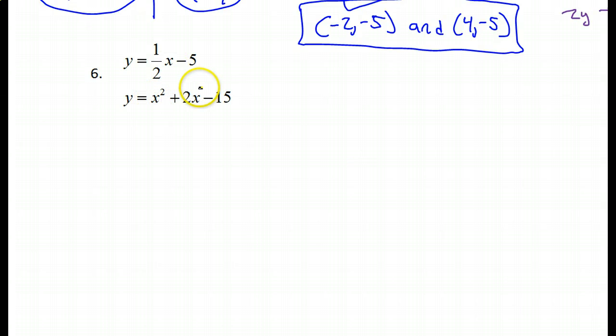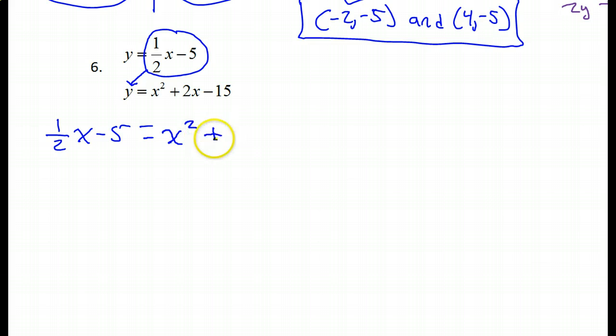Okay, I have a choice. Well, you know, I don't have a choice. Both of these are already equal to y. So y equals this. Y is already by itself. So I can just take this and substitute it in for y right now. I think that is the best thing to do. So that's going to give me 1/2 x minus 5 equals x squared plus 2x minus 15.